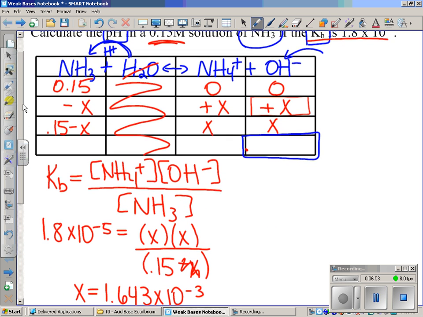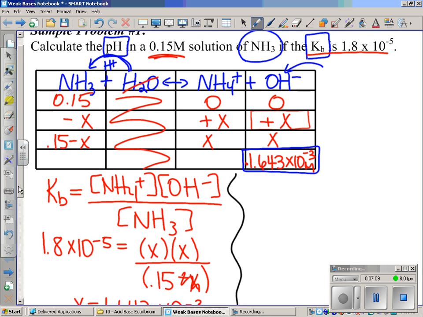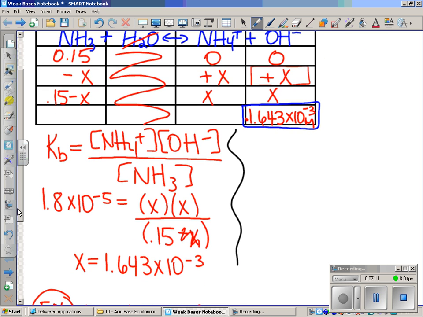So we're going to go back up. Okay, so we have X there. So X is this value, so that makes it nice and easy. 1.643 times 10 to the negative third is that molarity. Okay, so that's the first part of our problem. Now they want us figuring out what the pH was. So I have the OH minus.